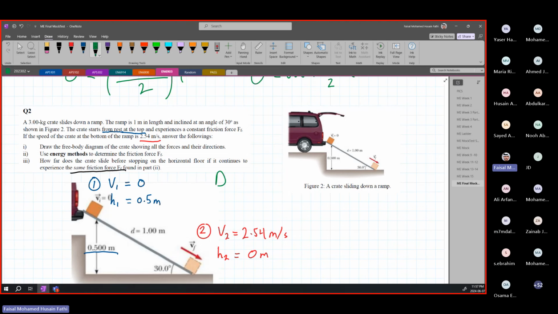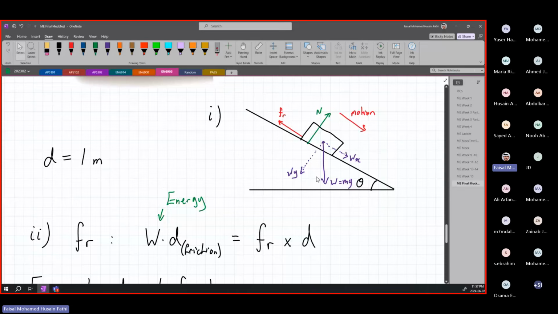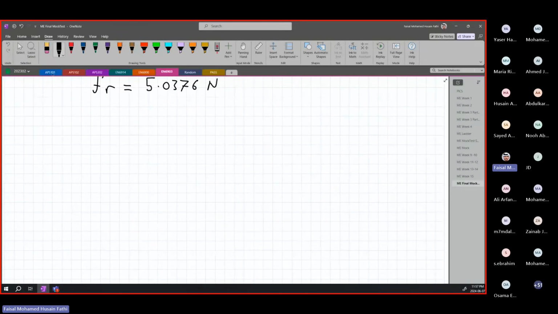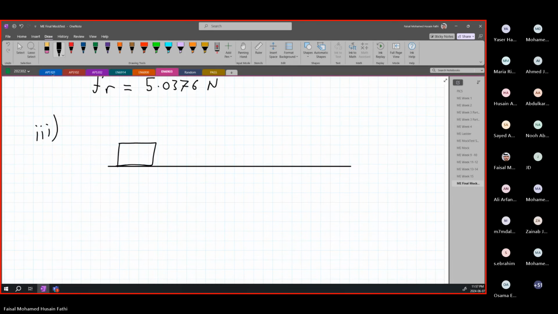And then before stopping, our last velocity, we'll call V3, is going to be equal to 0. It's going to stop. So if we draw this to look at this in a figure, now our block is at the bottom. And we want it to reach a point where it will stop. And the distance over here, this is our distance D.